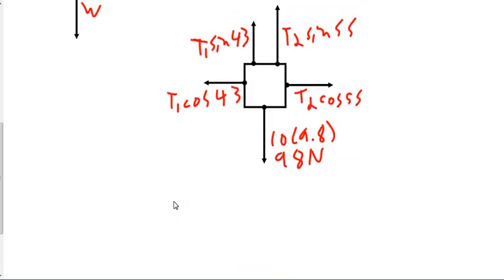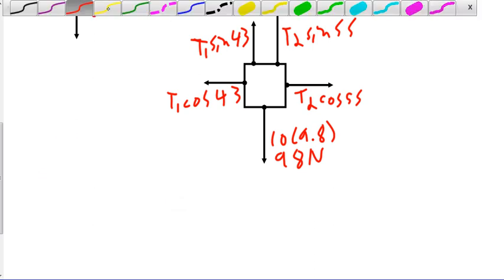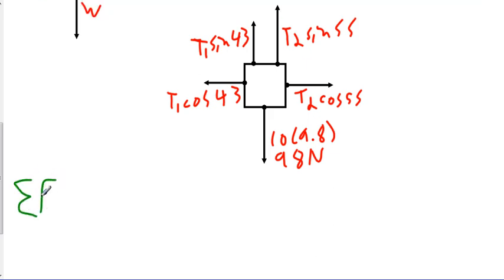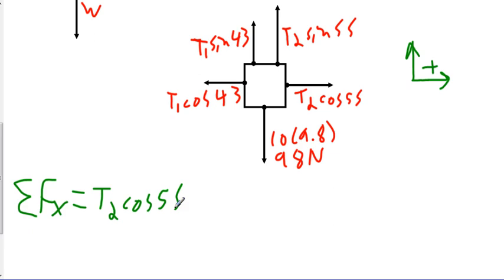We know that this sign is in static equilibrium, so we know that the sum of the forces in the x should equal 0, and we know that the sum of the forces in the y should also equal 0. The x typically will be easier in this particular case, so let me use a different color. So we can say the sum of the forces in the x is going to be equal to, and we'll go ahead and say to the right is positive and up is positive. So that's my frame of reference. I usually start with my positive vectors. So I have T2 cosine 55 minus T1 cosine 43. That is the sum of the forces in the x, and that should be equal to 0.